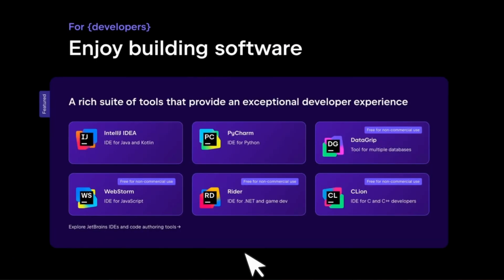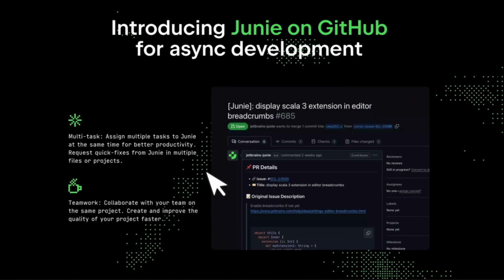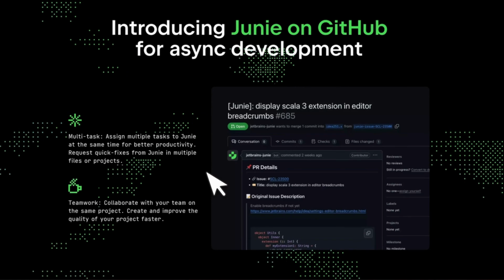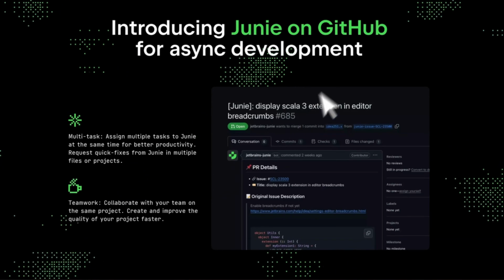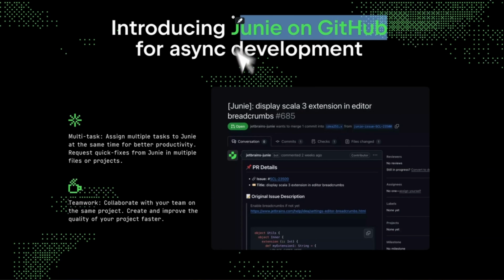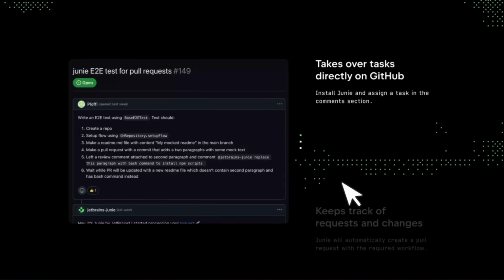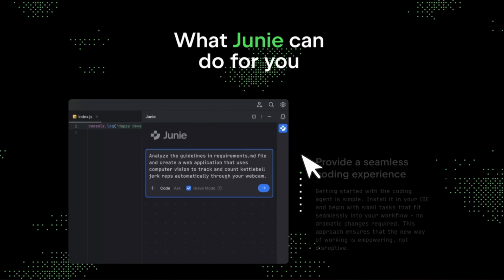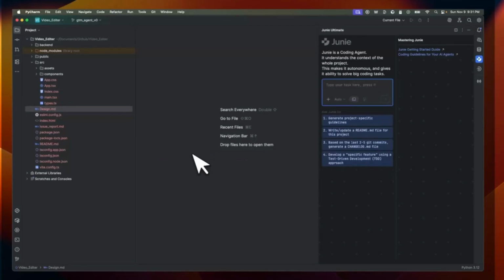So if you're using JetBrains products, this is a perfect video for you. And I'm going to show you a practical example of an engineering task that Junie is perfect for, but they also have a tight integration on GitHub. So you just assign it tasks directly on GitHub, and it would propose a solution for review. So let's have a look at Junie in action. So here's Junie within PyCharm.